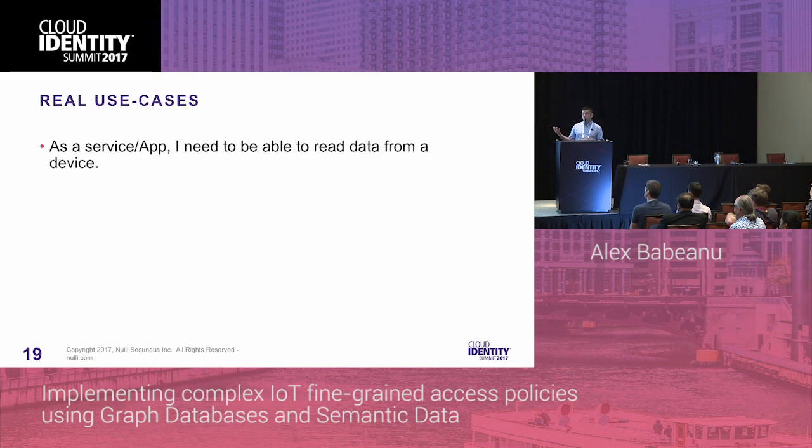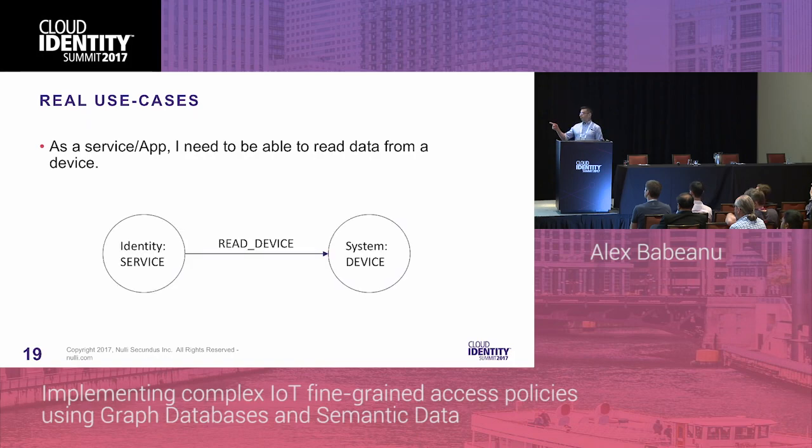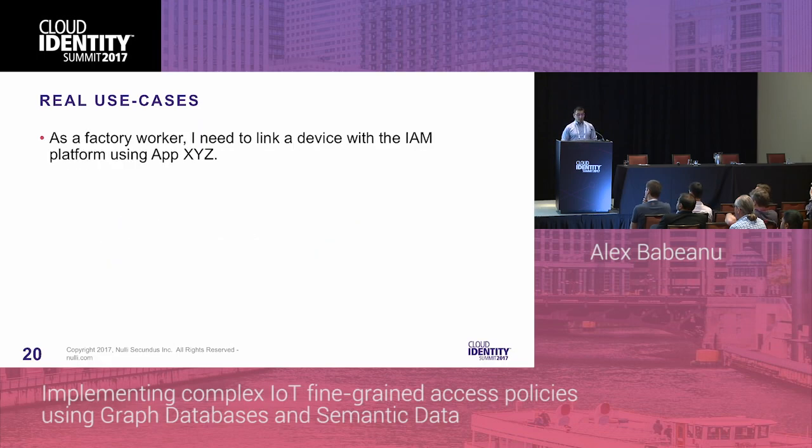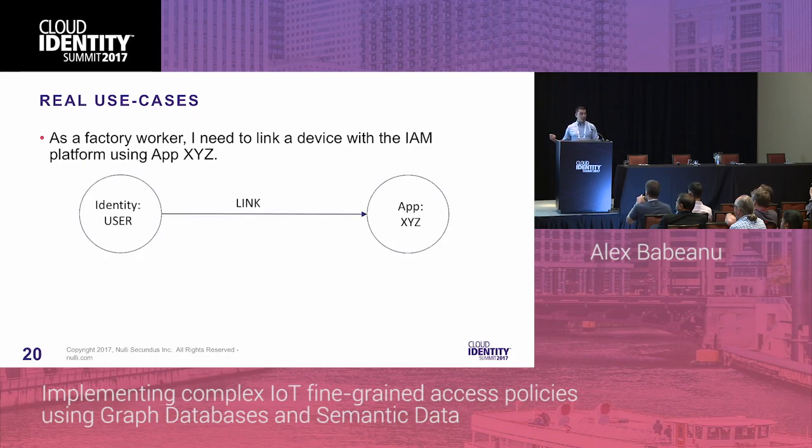Here are some real use cases that we solved with graph. For example, as a service, I need to be able to read data from a device. Pretty simple. We have a service and a device, and it can read the device. Next, as a factory worker, I need to link a device with the IAM platform using an app. In that case, we have a user who has already registered with that app, and that user had a new device that they needed to install on the factory floor. So the user signed on to the app, paired the device with the app, and then declared himself as the owner of the device.